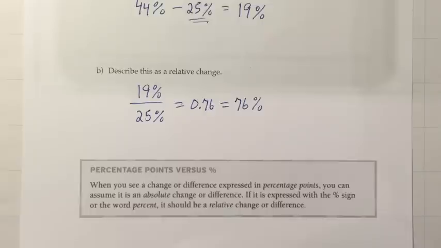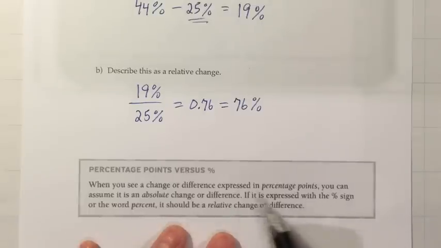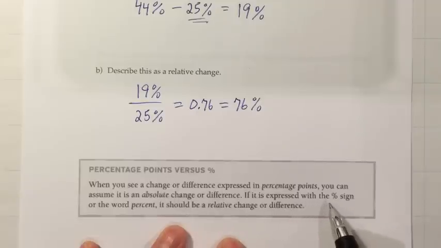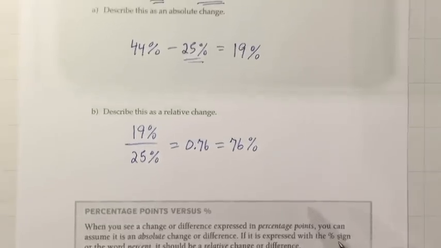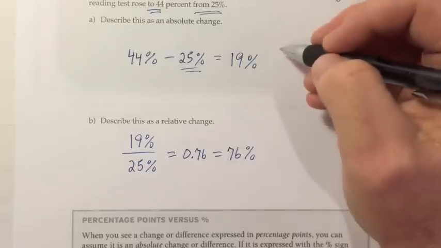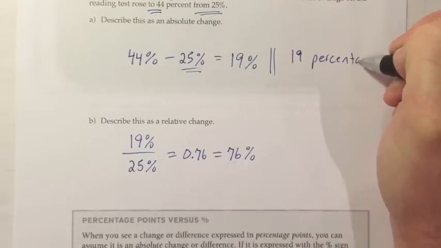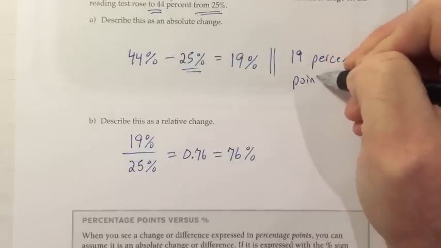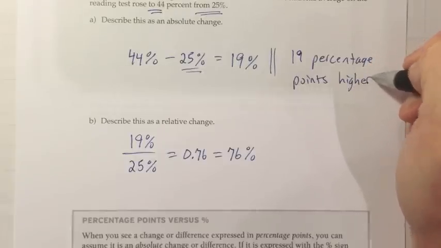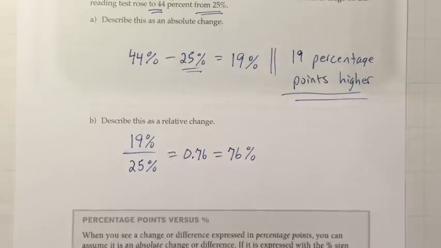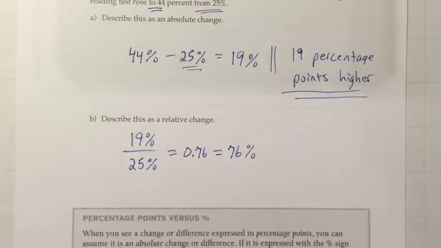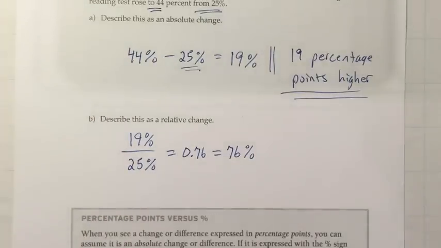When you see a change or difference expressed in percentage points, then you can assume it was absolute change, which is addition subtraction. If it's expressed with the percentage sign or the word percent, then it should be thought of as the relative change or difference. So a relative change or relative difference. So what they're saying is, instead of saying 19%, what we should say here for clarity is that it was 19 percentage points higher. And if we phrased it that way, that would clarify that this is an addition of 19% on top of the previous 25 to get to the new level of 44.